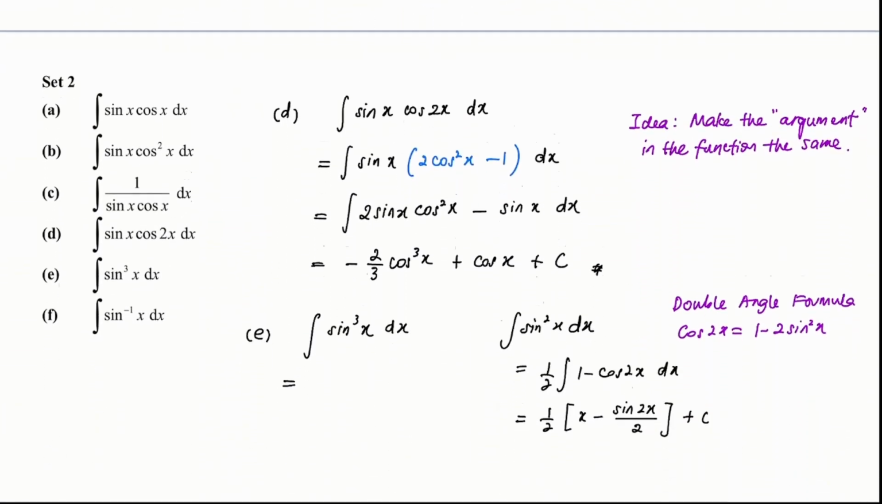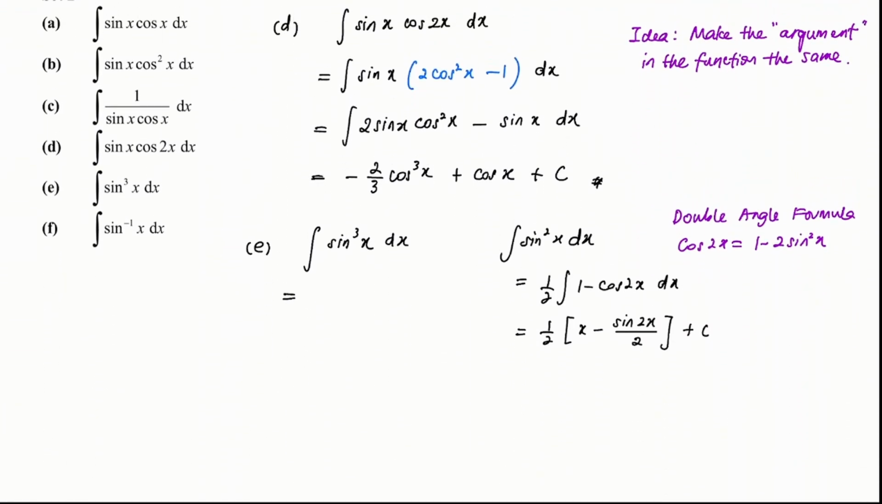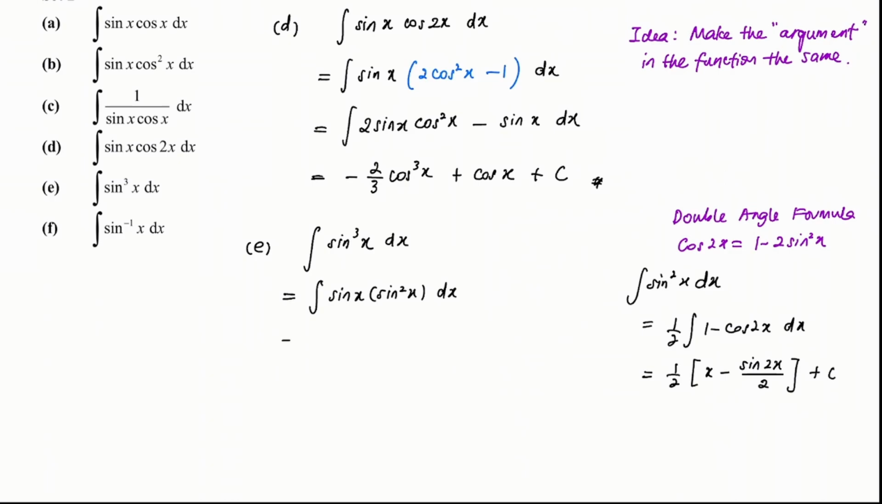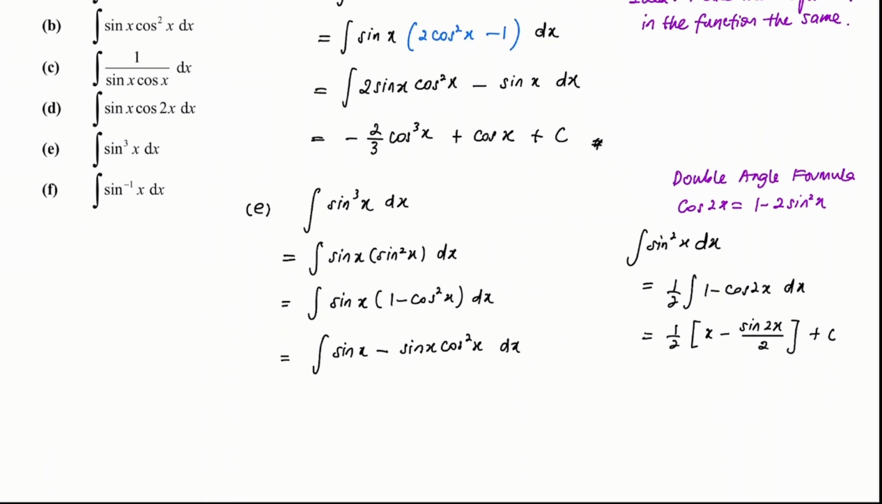Because of this, for sine cube x, I'm going to split this into sine x and sine square x. Then what I'll do next is change this into 1 minus cos square x dx. Because of this, I will need to integrate sine x minus sine x cosine square x dx. Integrating sine x would be negative cosine x.